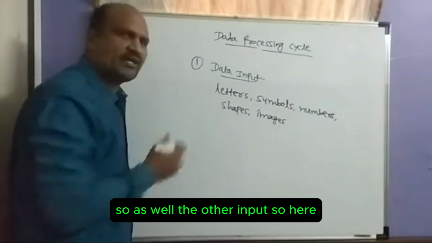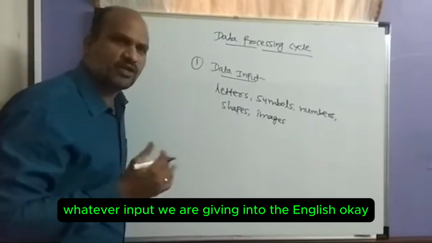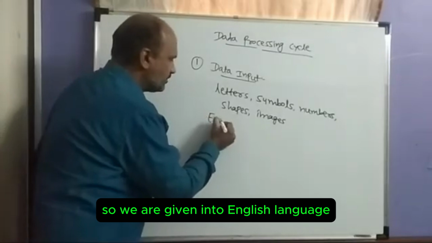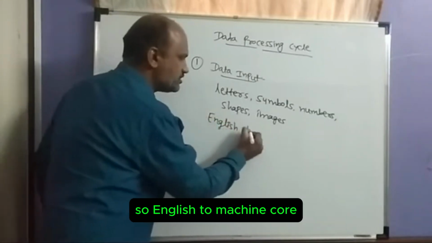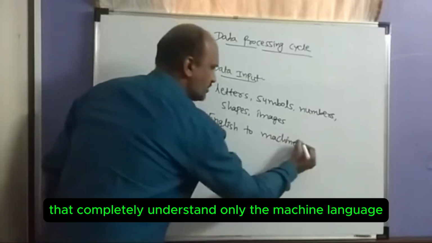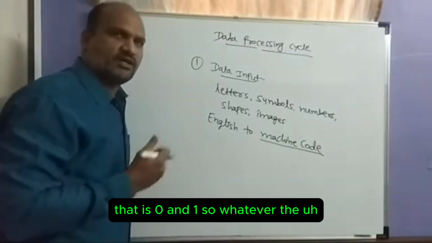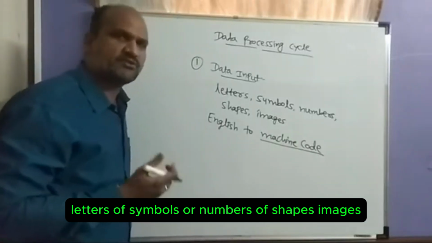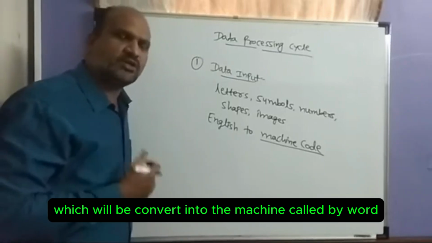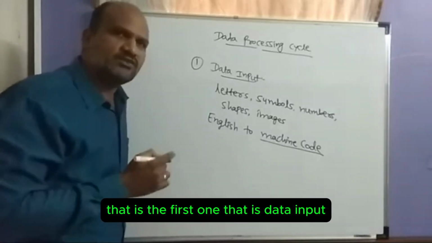As we give the input in the English language, it should be converted into machine code. So English to machine code. As you know, the computer understands only machine language, that is 0 and 1. So whatever letters, symbols, numbers, shapes, or images you enter in English should be converted into machine code by your input device. That is the first one, data input.